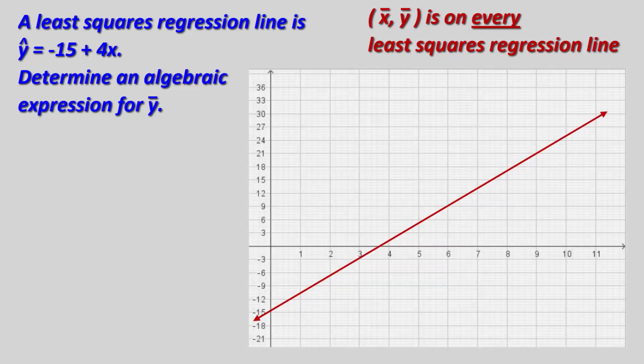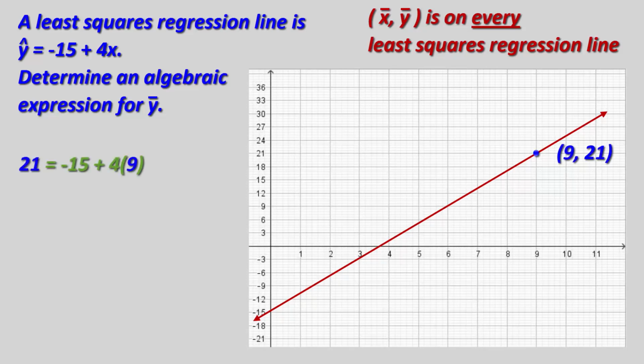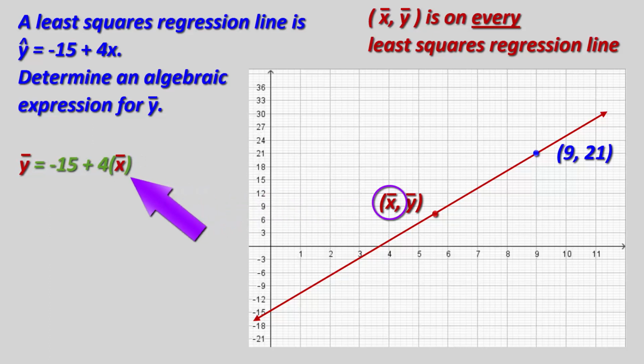There is a basic idea one must recall about any ordered pair in a line. It is an ordered pair solution. Put the x value into the equation and you must get back that corresponding y value. Since (x bar, y bar) is an ordered pair on the LSR line, it must be a solution to the equation. Thus, whatever the mean x value is, it must be the value substituted for x that produces the mean y as the y value. Thus, y bar must equal negative 15 plus 4 times whatever x bar is. The algebraic expression for y bar is therefore negative 15 plus 4 x bar.